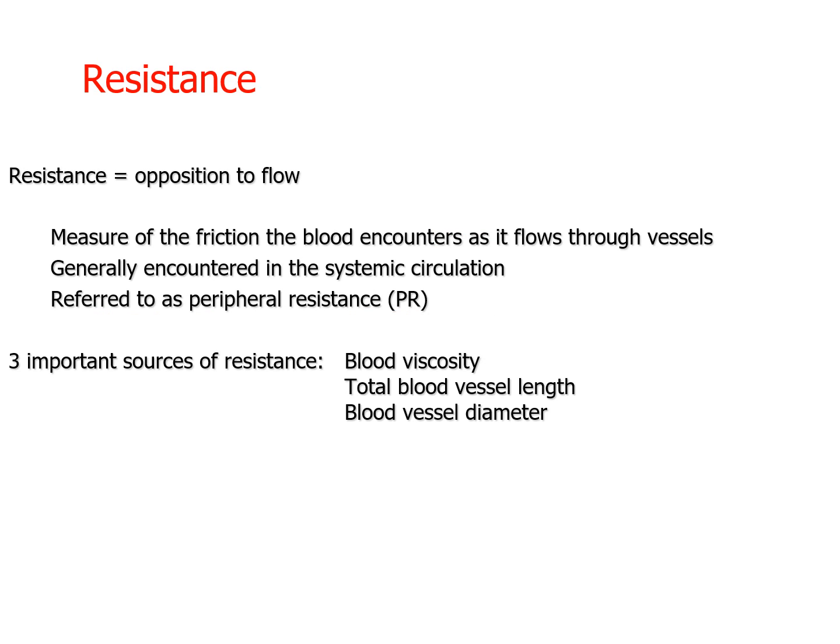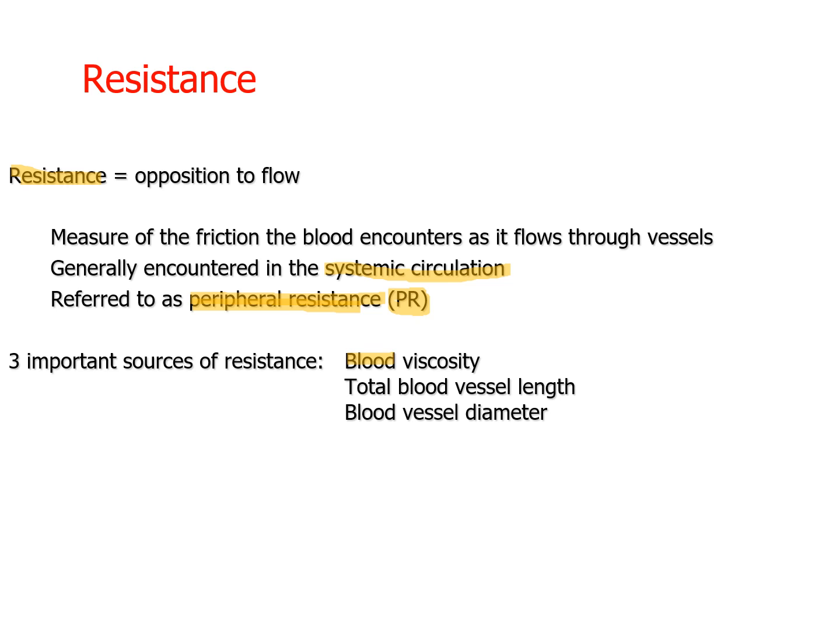Now, in terms of flow, one of the things that will resist or oppose flow is resistance. And it really reflects the friction that the blood encounters as it goes through the vessels. And we're looking here at the systemic circulation, not the pulmonary. This is referred to as the peripheral resistance, or PR. We're talking about the overall resistance on the systemic side of the circulation. There are three key sources of resistance that overall make up peripheral resistance.